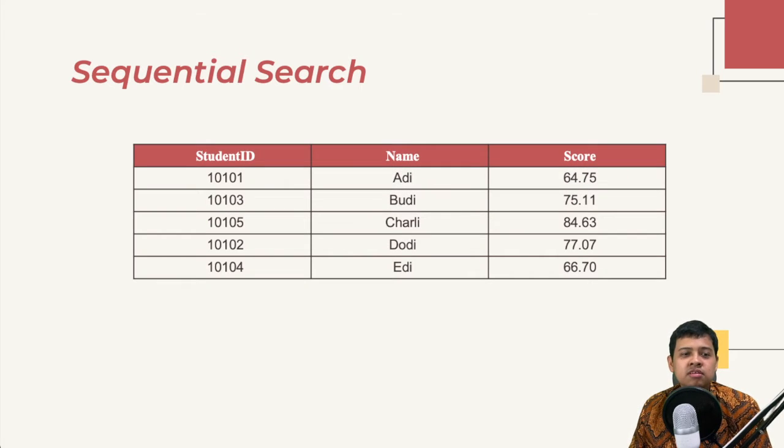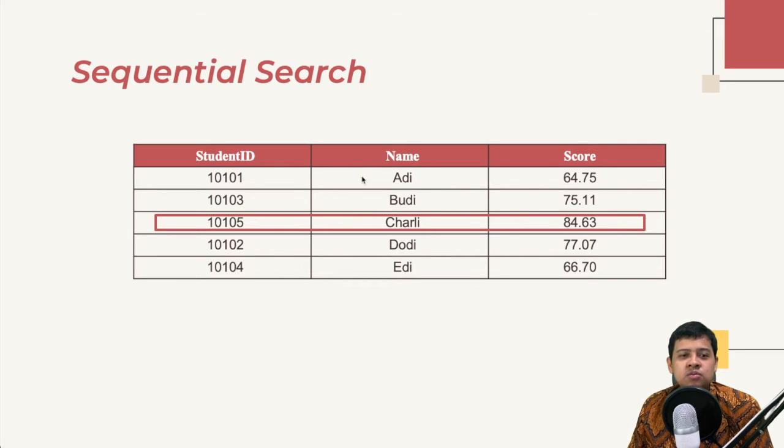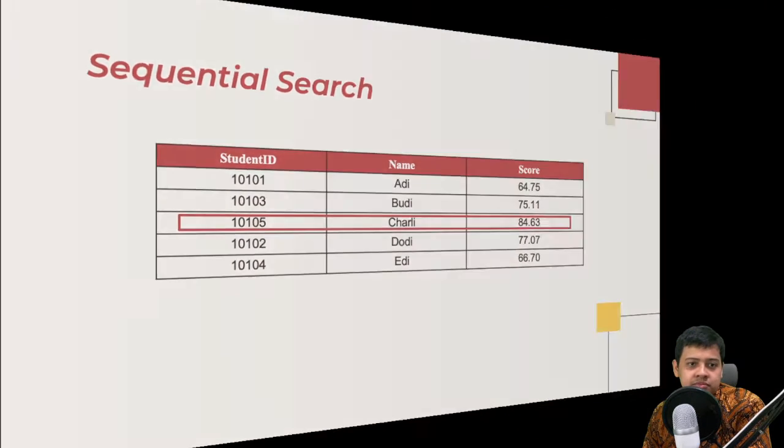So this is an example of a sequential search. We want to find the student ID 10105 with the name Charlie. We want to search one by one. So we check the first row: is it Charlie or not? Is it Charlie or not? Oh, okay, this is it. Then this is outputted, or reported back to the caller of the search algorithm. So that's the example of the sequential search.